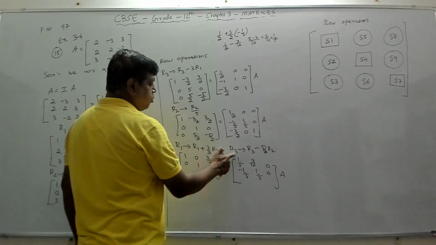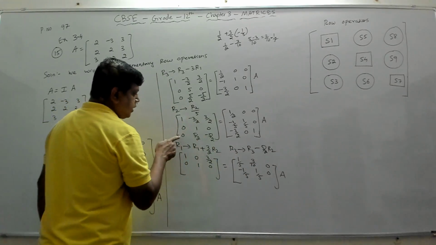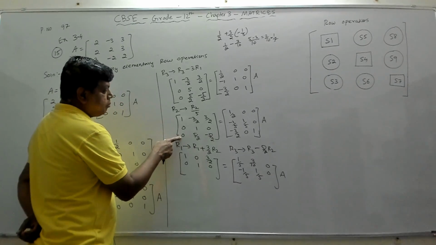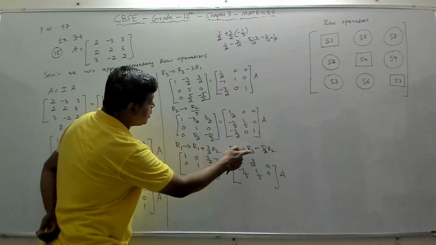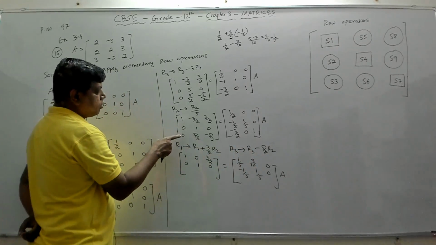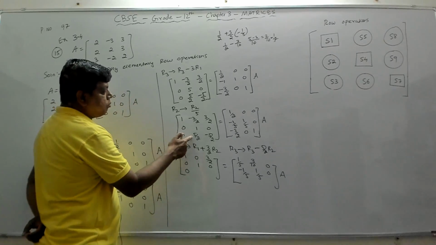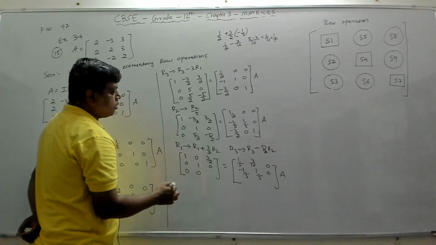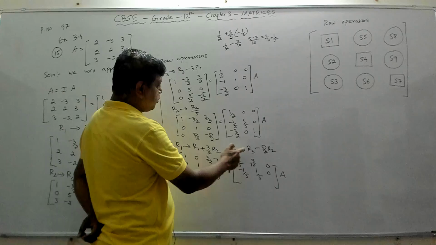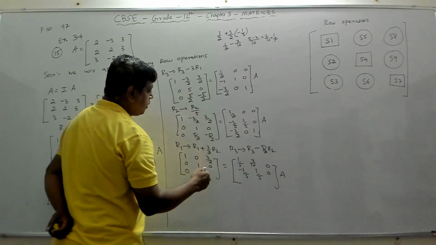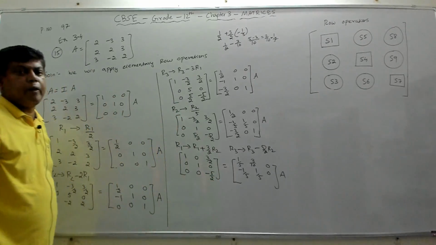Now we should apply this row 3 operation. This is done. Row 1 is changed. Now row 3. Row 3 is here. So row 3 is row 3 minus 5 by 2 of row 2. So 0 minus 5 by 2 of 0 is 0. Then 5 by 2 minus 5 by 2 of 1 is 0. Then minus 5 by 2, that is your row 3, minus 5 by 2 of 0 will give you minus 5 by 2. Fine.